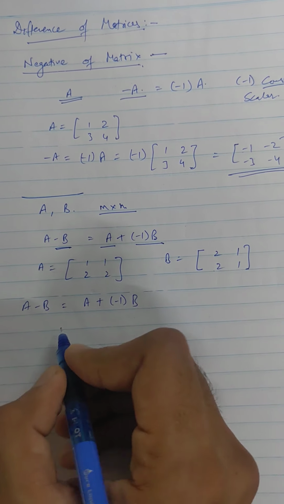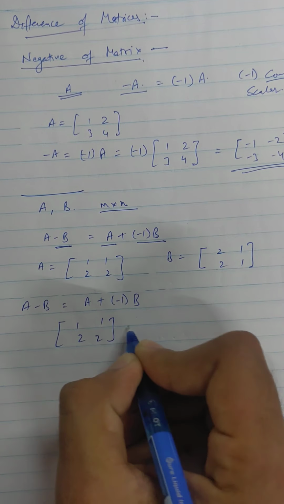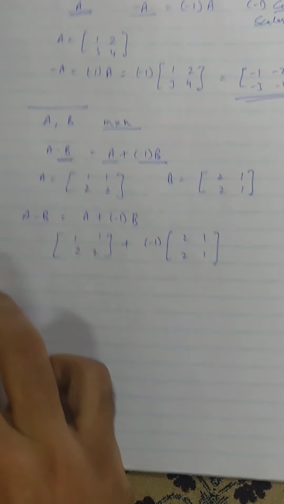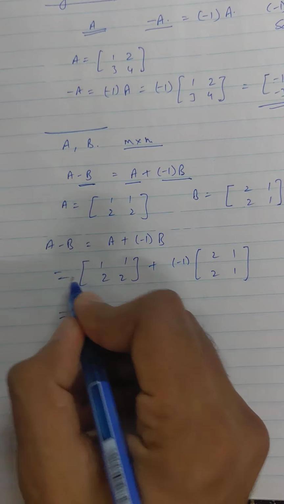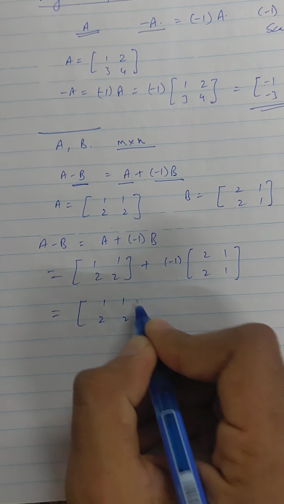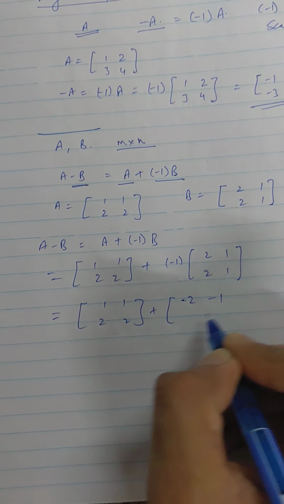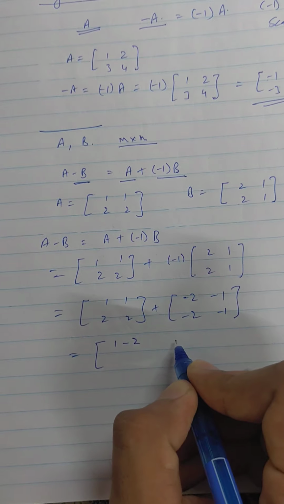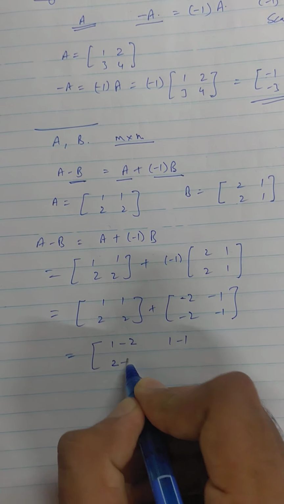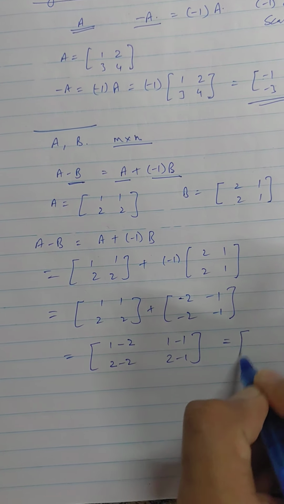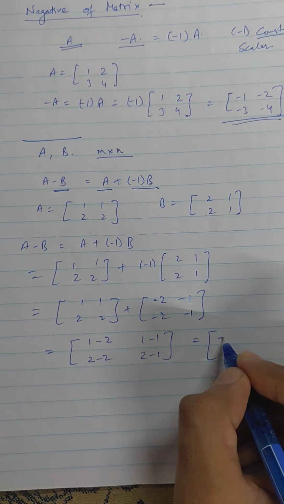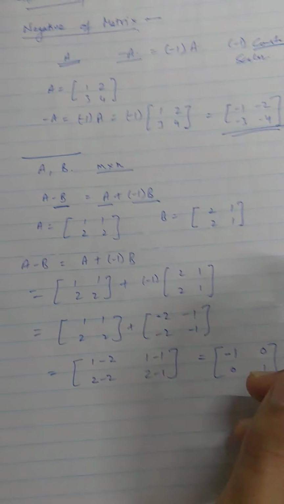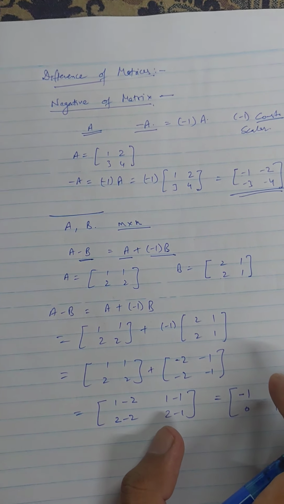Okay, so A minus B will be equal to A plus minus 1 into B, and we can find 1 1 2 2 plus minus 1 into B. Okay, so this is equal to 1 1 2 2 plus minus 2 minus 1 minus 2 minus 1, and this is equal to 1 minus 2, 1 minus 1, 2 minus 2, 2 minus 1, that is equal to minus 1, 0, 0 and 1. Okay, so this is the difference.